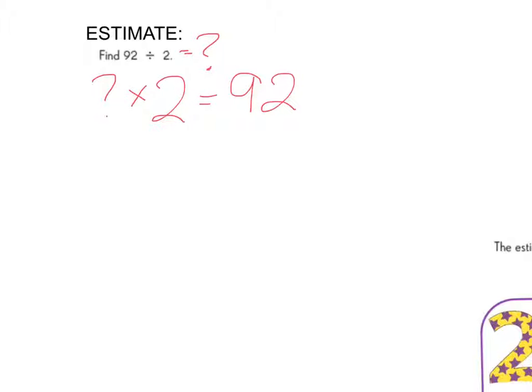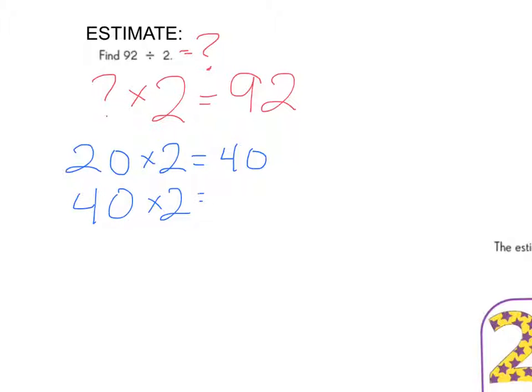We know, how about, let's try the ones we've tried before. 20 times 2 equals 40. 40 is really far from 92. We'll see if we can get any closer. We can try 40 times 2 and we get 80. That's kind of close, right?